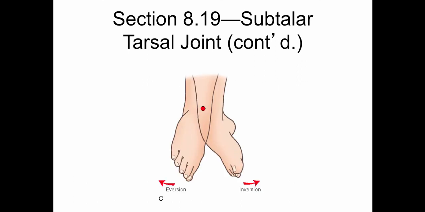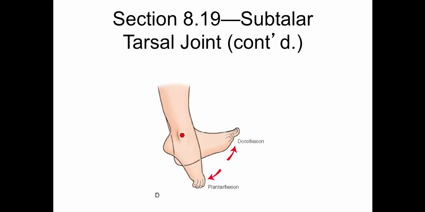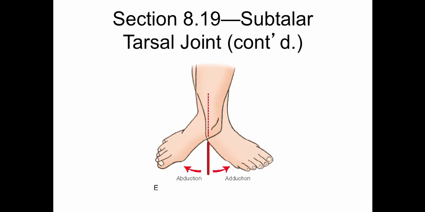Figure C illustrates the frontal plane components of inversion and eversion. Figure D illustrates the sagittal plane components of dorsiflexion and plantar flexion. Figure E illustrates the transverse plane components of abduction and adduction.